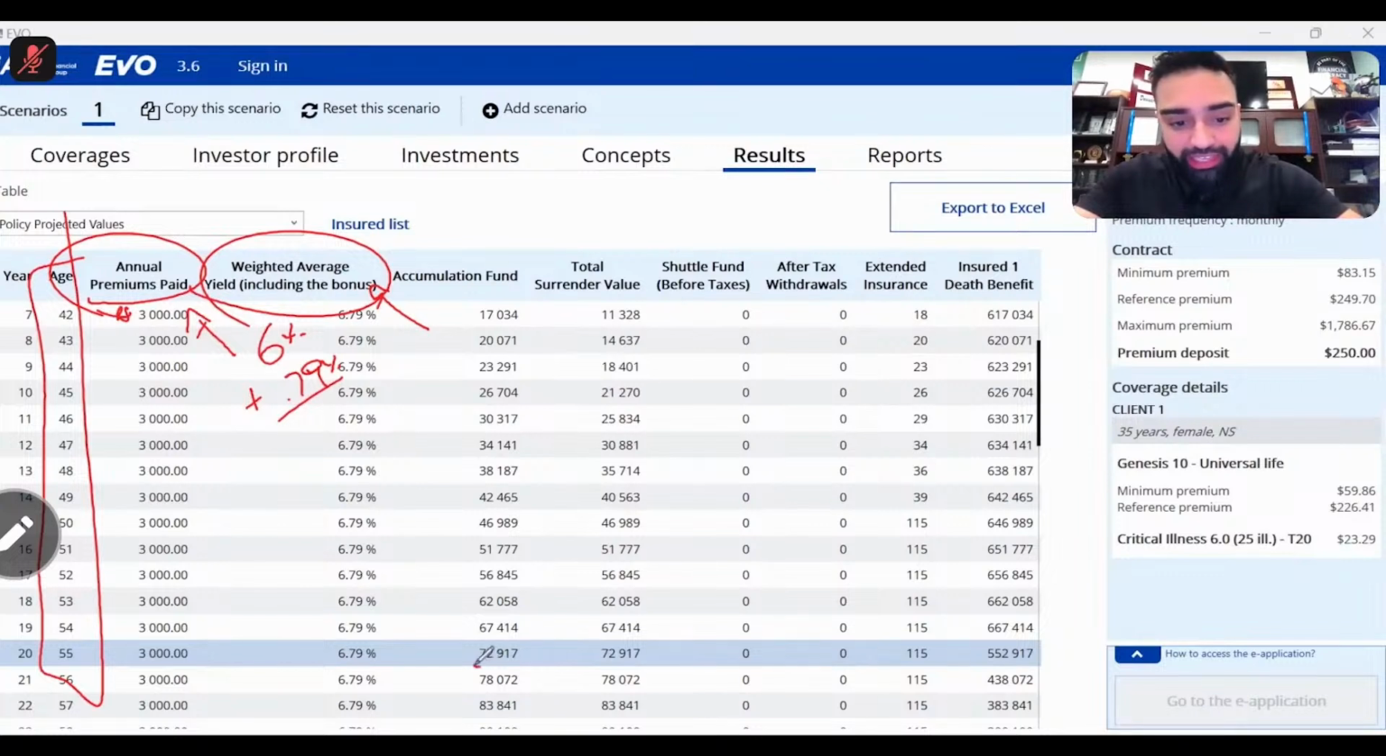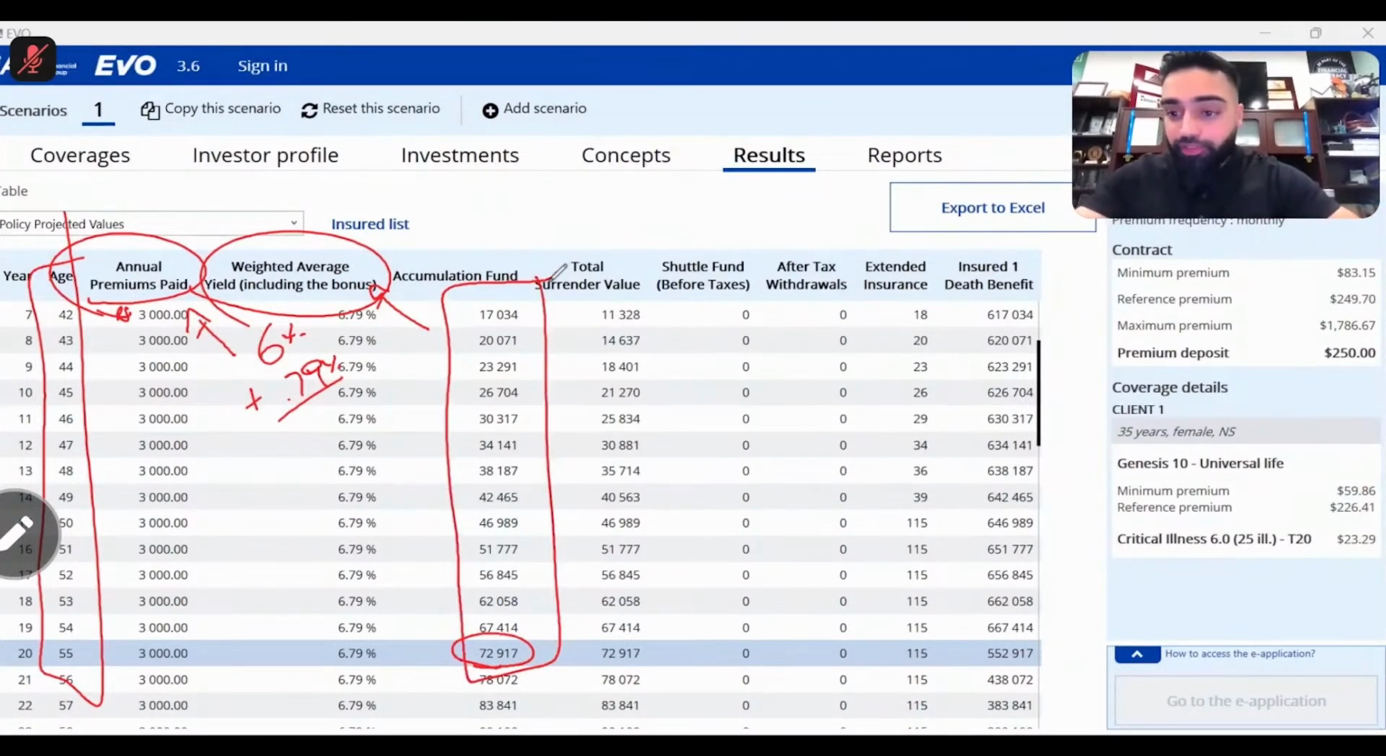What I want you to look at is 72,000. This is their accumulation fund. I personally started another universal life for myself a year and a half ago. Just 2 days ago, I called into IA and asked them what my accumulation fund was. I already have $20,000 sitting in that fund. Just in a year and a half.